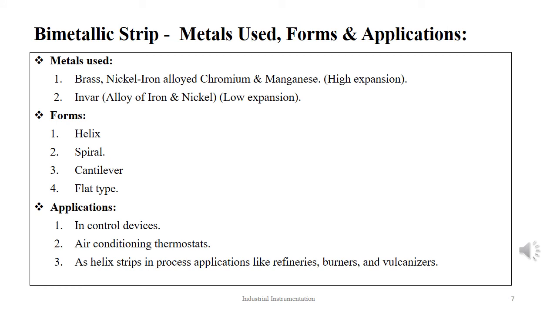The commonly used elements for bimetallic strips are brass, nickel iron alloyed with chromium and manganese for high expansion uses, and invar, which is an alloy of iron and nickel for low expansion uses. The bimetallic strips do come in four common shapes, which are helix, spiral, cantilever and flat type. The areas where these strips find application are in temperature controlling devices, in the air conditioning thermostats, and in refineries, burners and vulcanizers where we use the helix bimetallic strip.